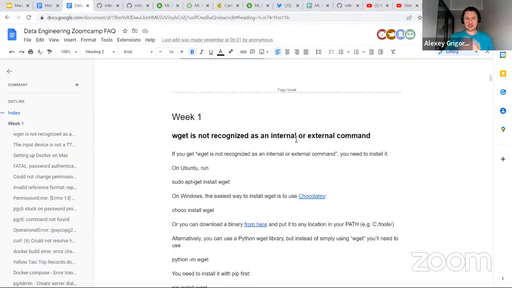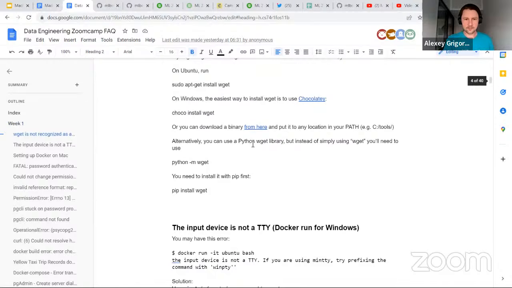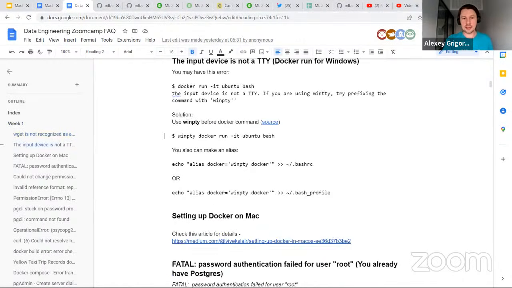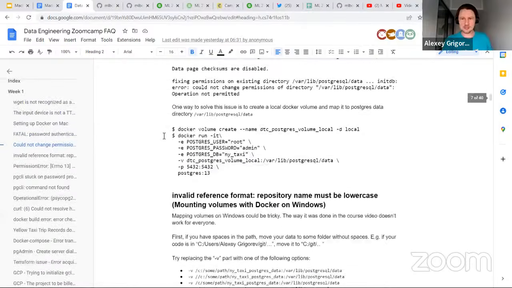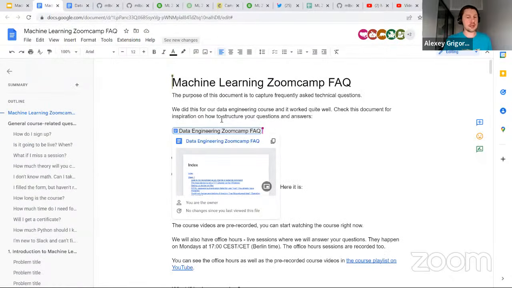What students did is they just came to Slack and asked, what do I do? And then eventually we put this into this document, where if you have a problem, you can just go to this document and find a solution. So it's pretty comprehensive, and we want to build something as comprehensive as that one, but for Machine Learning Zoomcamp.